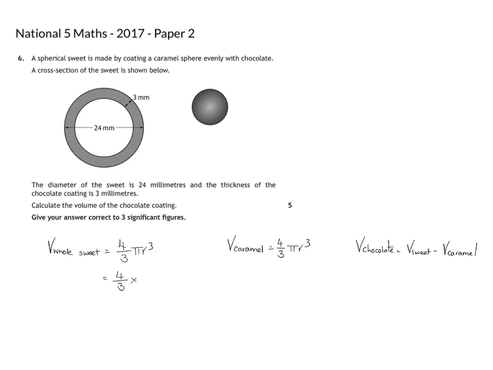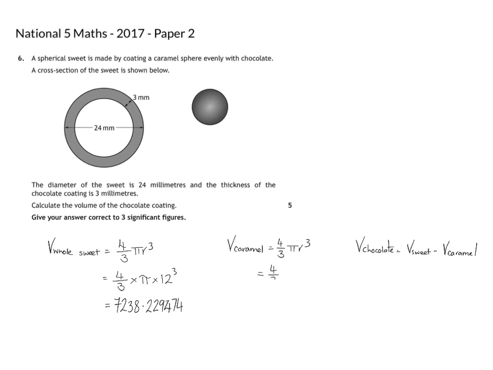So it's 4/3 times, the whole sweet has a diameter of 24, so that means it has a radius of 12. So we do 4/3 times pi times 12 cubed, not squared. Wrong button on my calculator there. That's fine though. So we get 7,238.229474. It will keep going though.